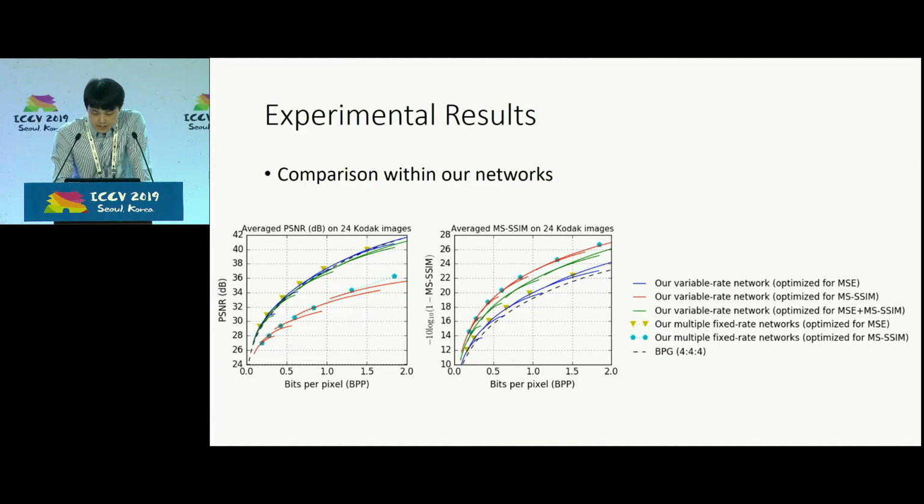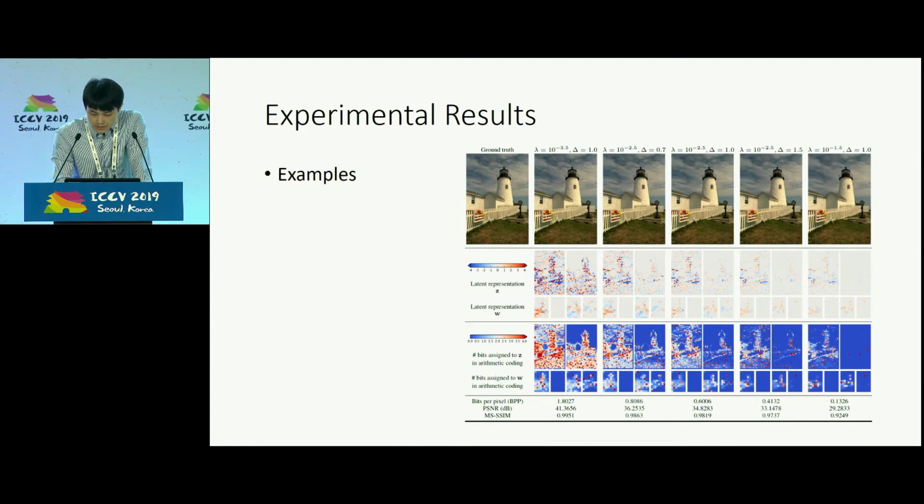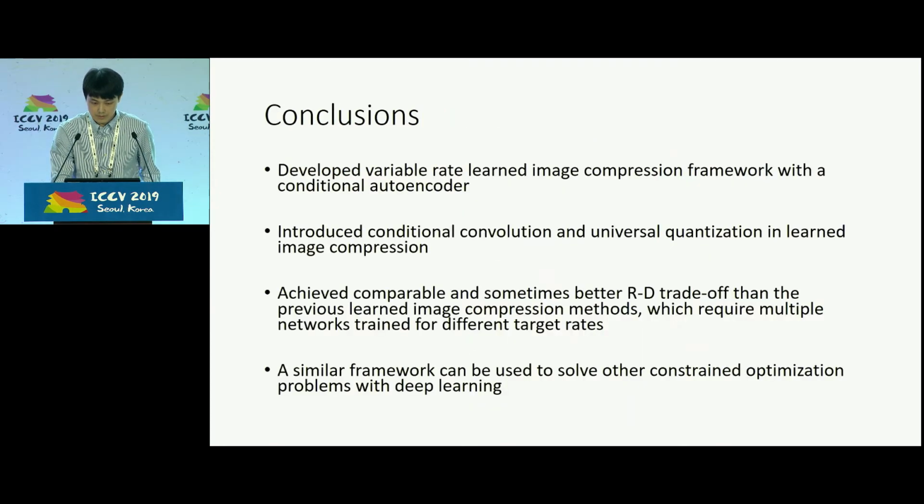Finally, I show some examples of how the rate-term variable and the number of bits assigned for the rate-term variable change as we change the lambda and delta. You can see that the rate-term variables become sparser, and the number of bits assigned for the rate-term variable also becomes smaller as we increase the lambda or delta control parameters.